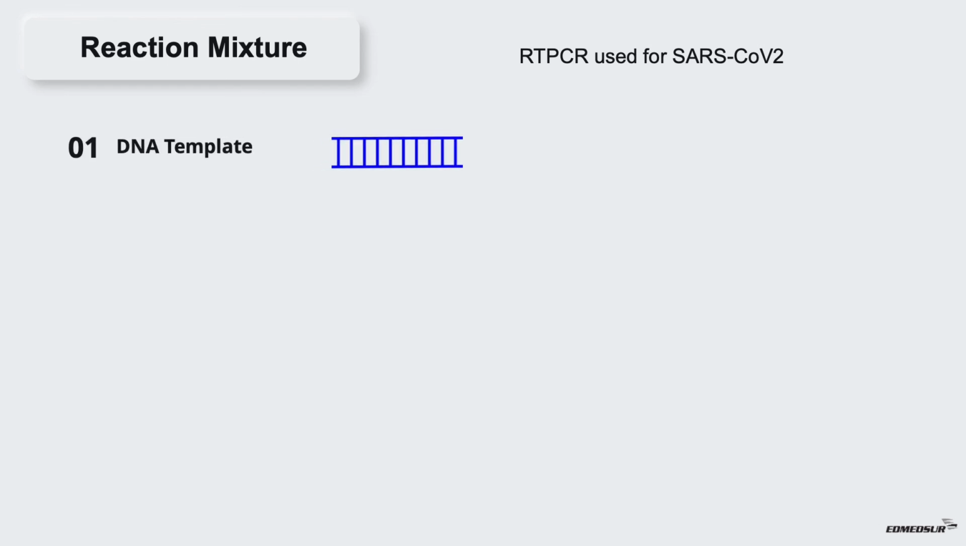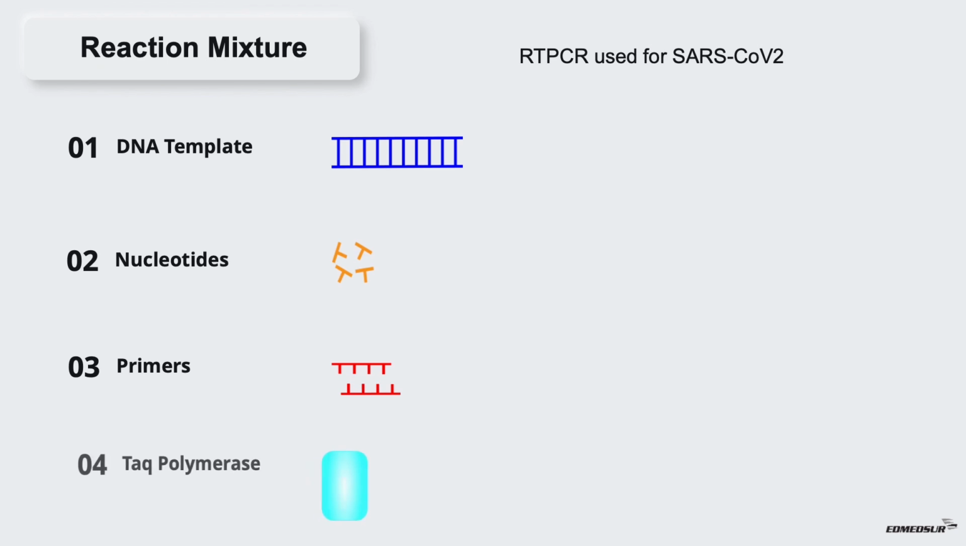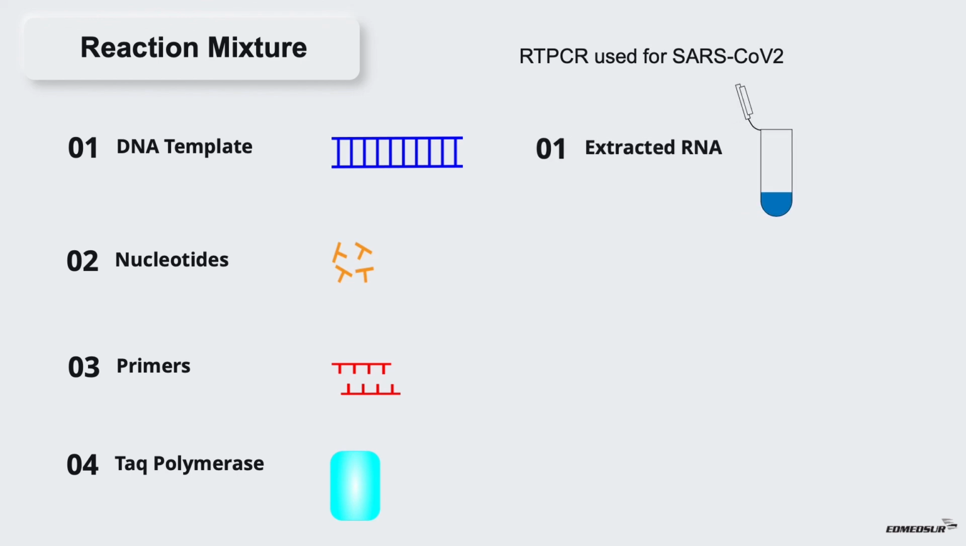Reaction mixture. RT-PCR is used for detection of the SARS-CoV-2 virus. As discussed earlier, the reaction mixture for PCR contains DNA template, nucleotides, primers, and Taq polymerase. The reaction mixture of RT-PCR has the following changes. In place of DNA template, the extracted RNA is added.